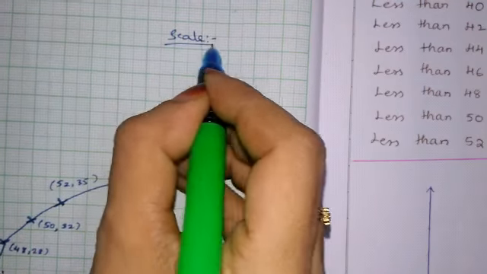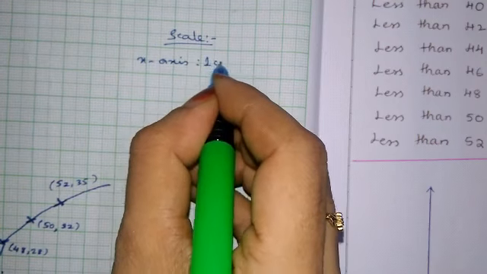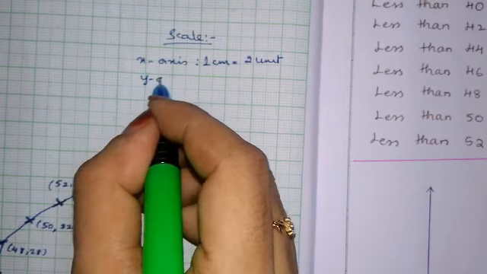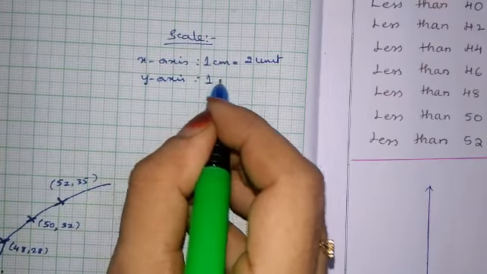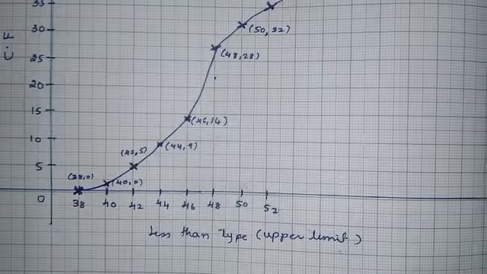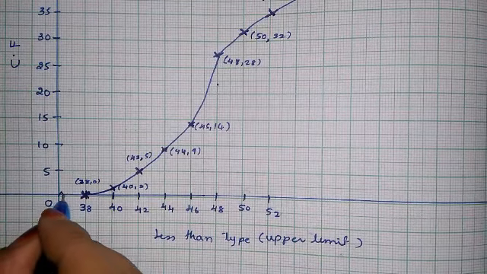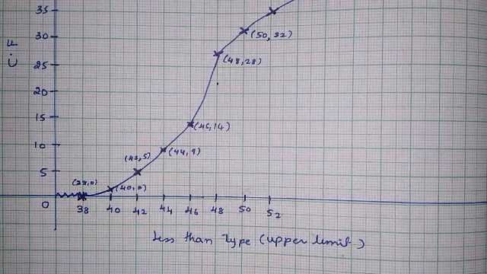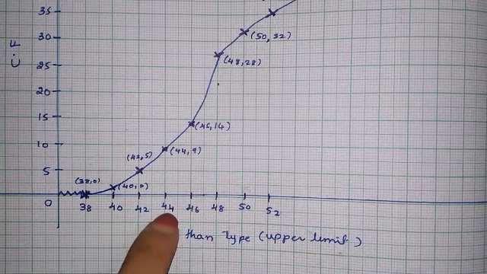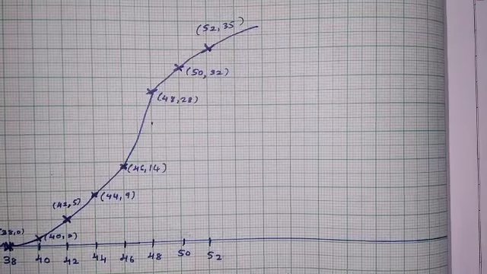Scale is nothing but x-axis 1 centimeter is equal to 2 units, y-axis 1 centimeter is equal to 5 units. But 2 units in the sense 0 to 38 is a different unit, so you have to give a curve like this. Rest all 2 units, 38 to 40, 40 to 42, 42 to 44, just a difference of 2. Now find the median they have told.